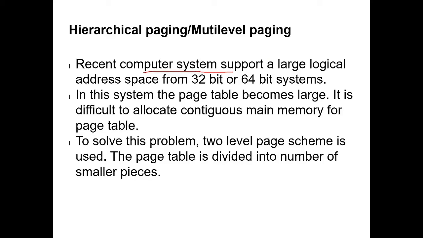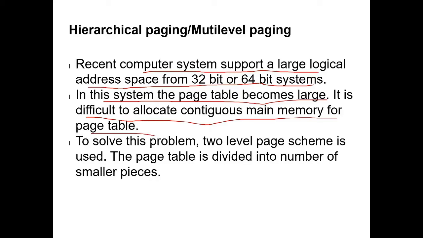Recent computer systems support a large logical address space, such as 32-bit or 64-bit systems. In these systems, the page table becomes large. So it is difficult to allocate contiguous main memory for the page table. To solve this problem, a two-level scheme is used. The page table is divided into a number of small pieces, small units, so that it can occupy less memory and the process can be executed.